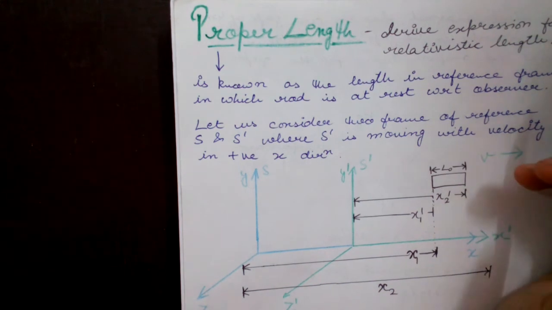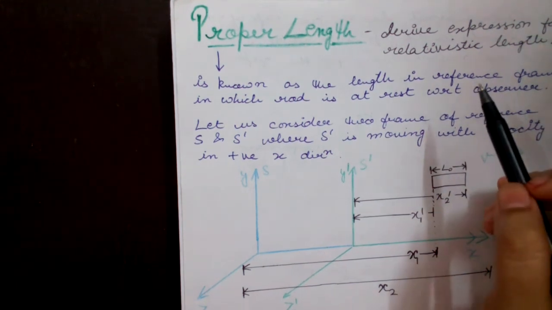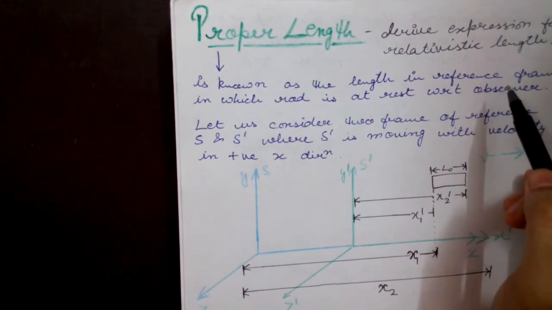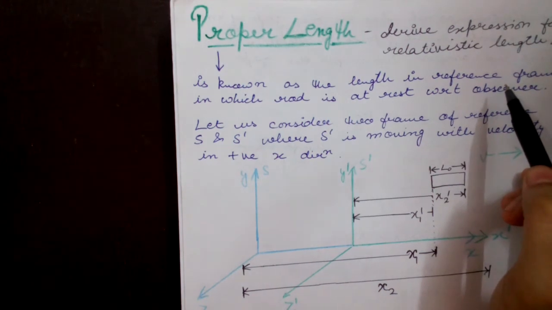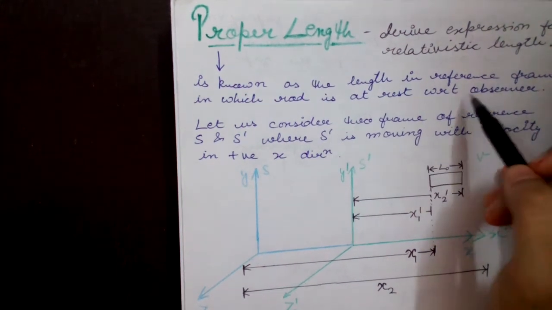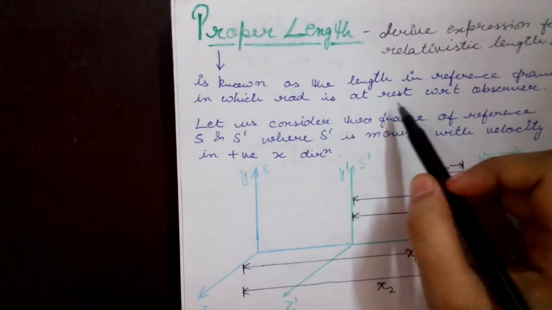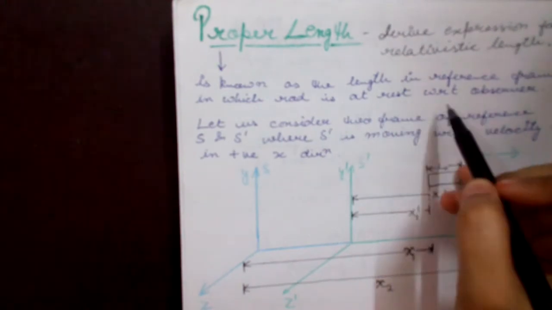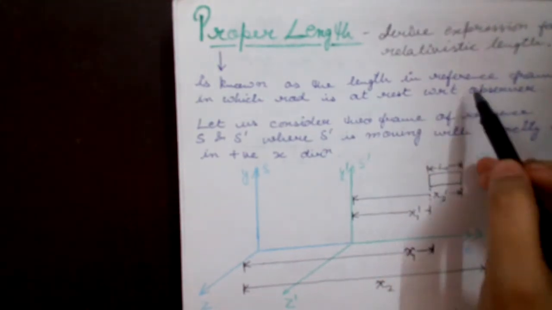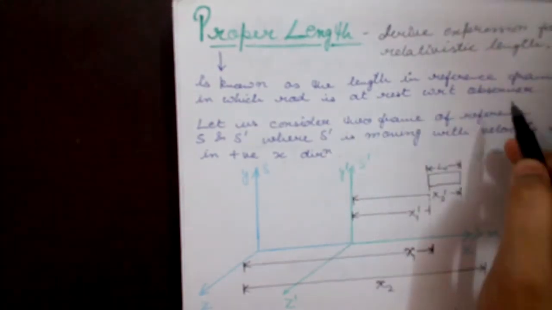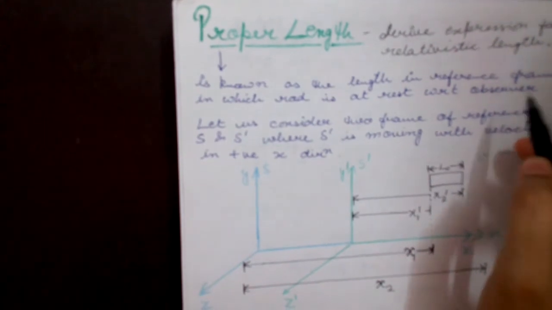It may happen that the observer who is outside the train may see the length of the same box as small or large compared to its own original size. So proper length is the length in the reference frame in which the rod is at rest with respect to the observer. The frame may be moving, but the rod is at rest with respect to the observer, the same as the example of the train.